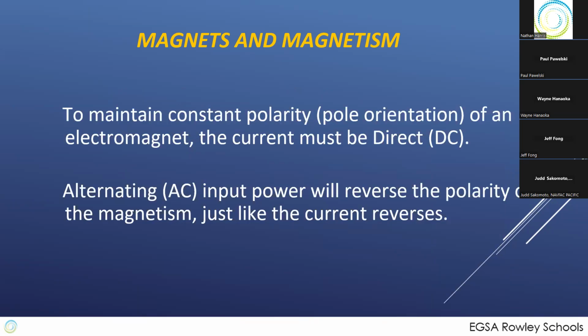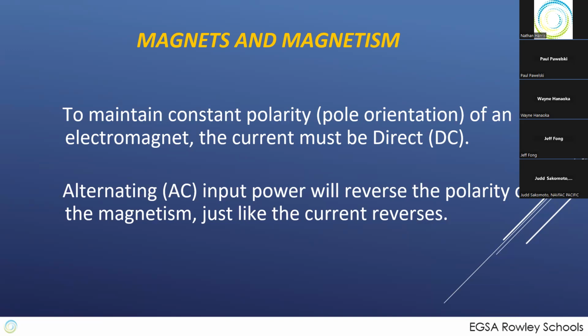All right, if you want to maintain constant polarity in an electromagnet, the current's got to be direct current. Alternating current will cause the polarity to reverse, go back and forth. Big thing if you're trying to use an electromagnet to lift items. So that's why you're going to see a lot of DC power supplies or motor generator sets to convert AC to DC at ports and at scrap yards where an electromagnet is being used to move cargo.